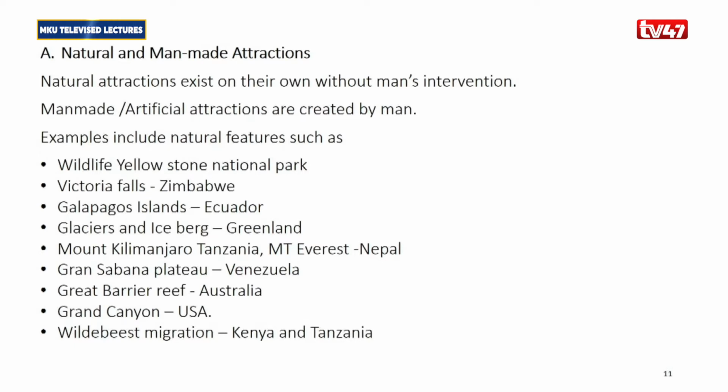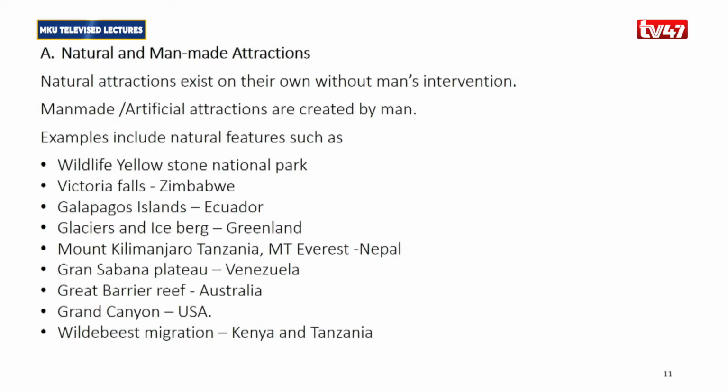If you look at the examples of natural attractions, or natural features, these examples include Yellowstone National Park in the USA, North America. We have Victoria Falls in Zimbabwe, the Galapagos Islands in Ecuador, the glaciers and icebergs in Greenland. We have Mount Kilimanjaro in Tanzania, Mount Everest in Nepal. These are natural features, examples of natural attractions.